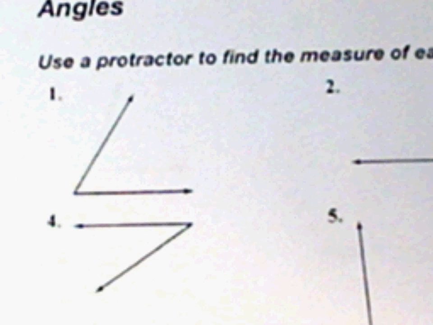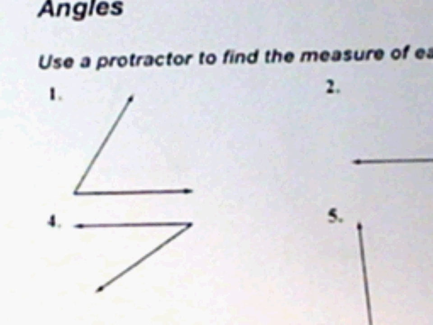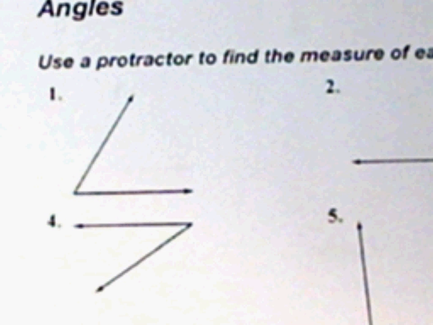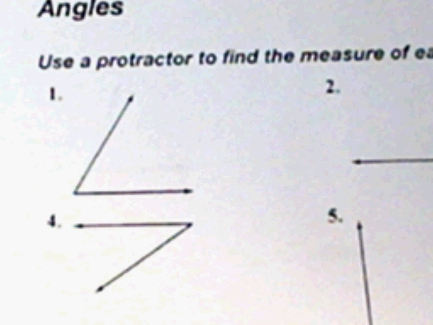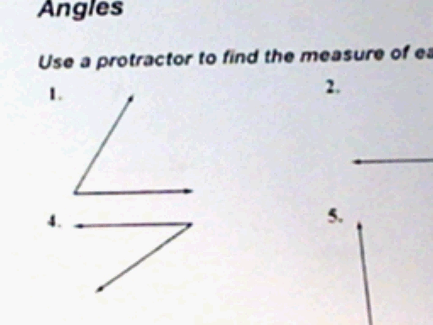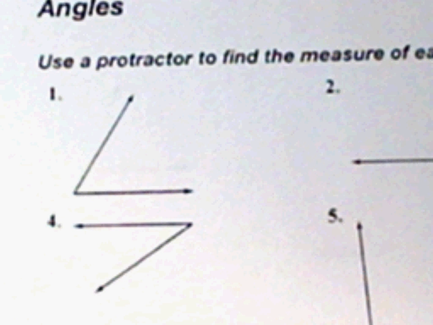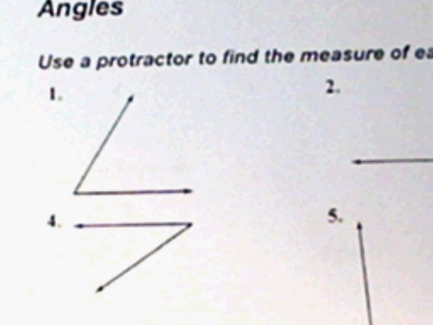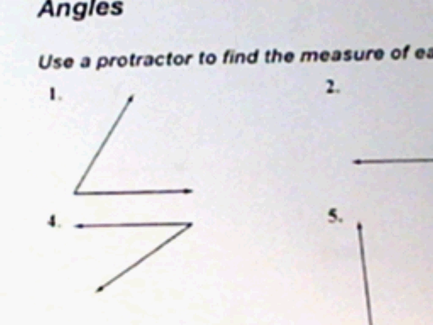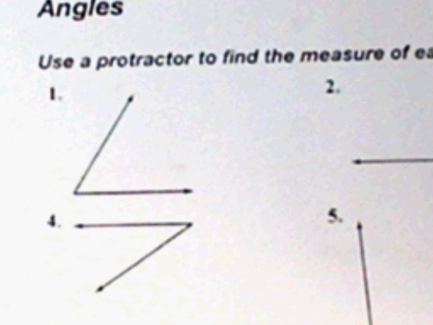Today we're going to look at using a protractor. We use a protractor to find an angle. In our example, we just have one angle, and we can tell it's an angle because our two lines, or our two rays, meet together at a point. That point is called a vertex, and that's going to be important for our use of a protractor.